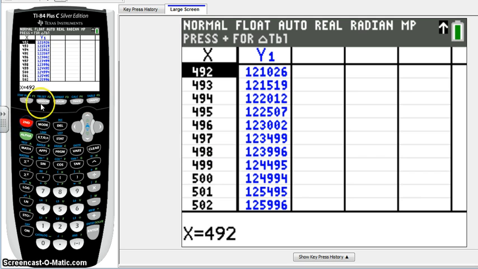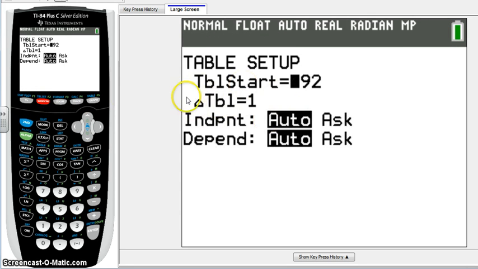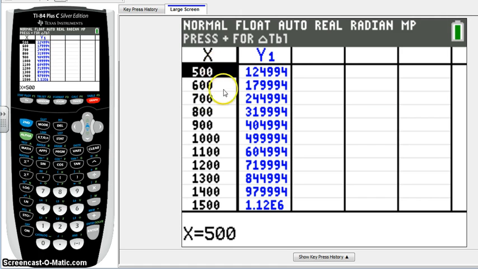Another option in table set is to change the change value between your x values. Instead of starting at 0 and increasing by 1 each time, I could change it to increase by 100 each time. Let's change our table start back to 500 so we have really pretty numbers. Now when I look at my table, I start at 500 and my x increases by 100 each time, so I'm able to see my y values changing at a greater increase between my x values.